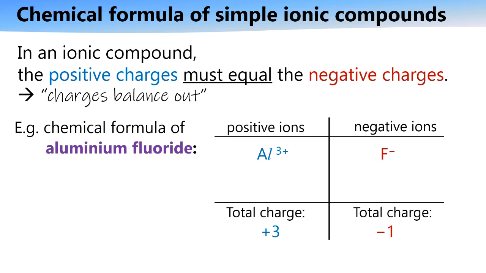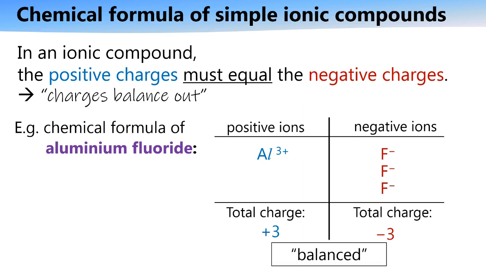Okay, so how do we balance? What can we add so that the charges balance? Should I add more positive ions or should I add more negative ions? As you can see, obviously we need to add more negative ions so that the charges balance out. So how many do we need to add? If I just add one more, the charge will be -2. But if I add a second one to a total of 3 F minus ions, I will get a total charge of -3. And finally, it is balanced.